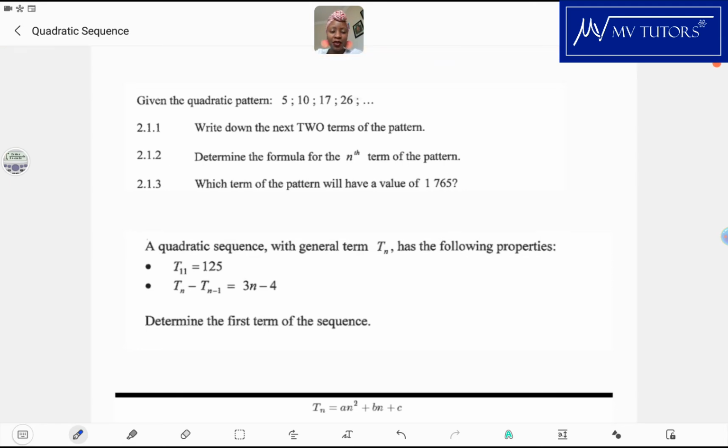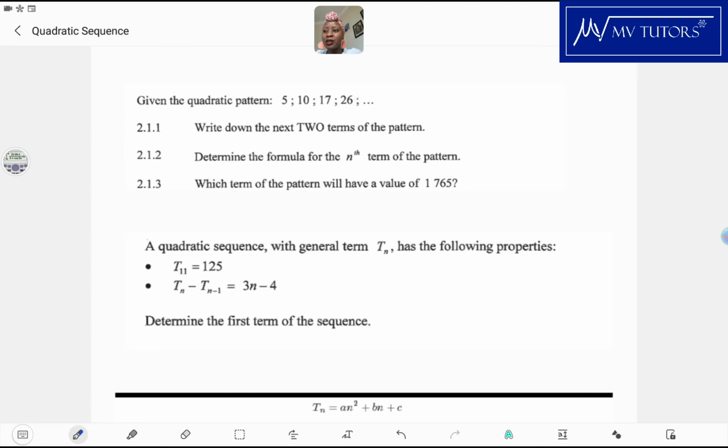Before we even cover the theory, I just wanted to look at a question so that while we're doing the theory, you can sort of in a way answer those questions yourself. Given the quadratic pattern 5, 10, 17, 26, and so forth, write the next two terms of the pattern. And then the second question, determine the formula of the nth term of the pattern.